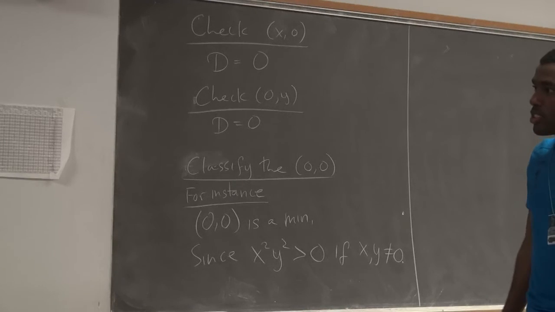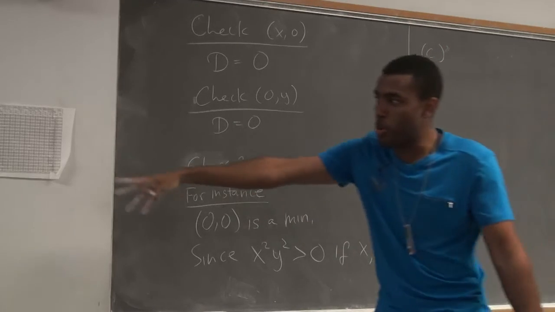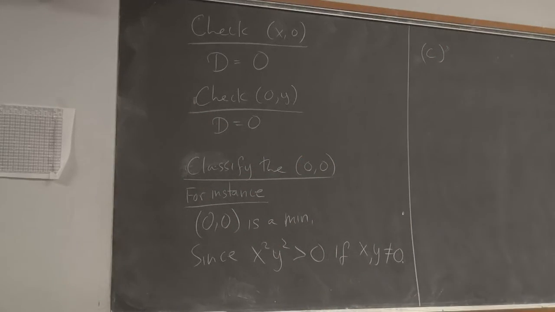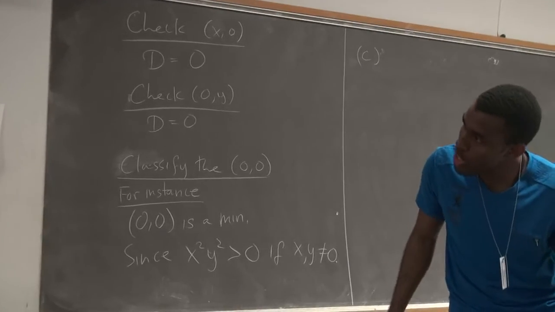C shouldn't be as weird. But yeah, this one's weird. Like every point along a plane is like a critical point. Right? So things can get really weird in calculus 3.